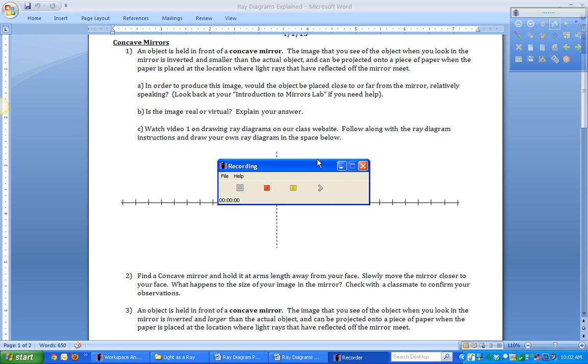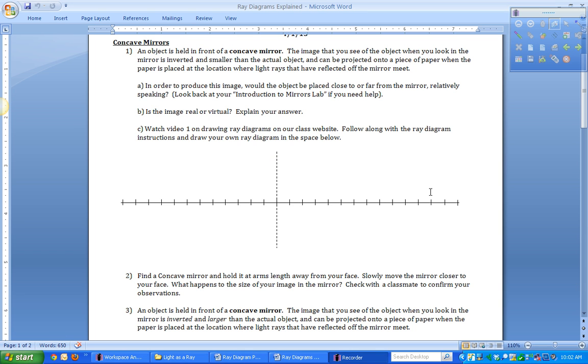Okay, so you were instructed on this worksheet to take a look at Ray Diagrams Video 1, which is what this is. So first thing we want to do, as we're looking at this worksheet, is make sure that you got the answers right.